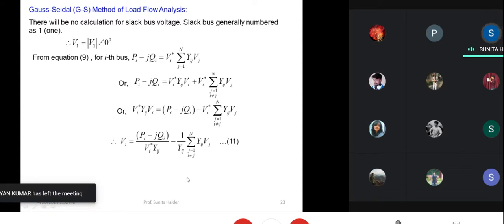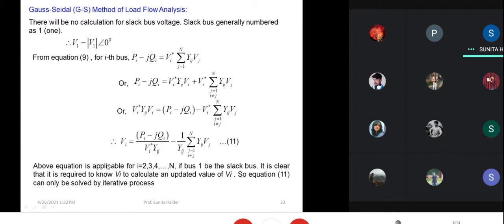So that means actually here we cannot calculate Vi by any direct method. Always we need some iterative method to calculate the bus voltages, right? So the above equation will be applicable for the buses numbered from 2 to n.